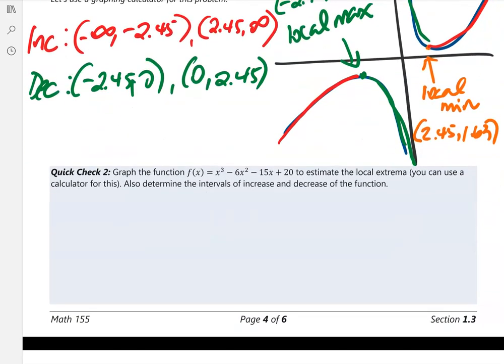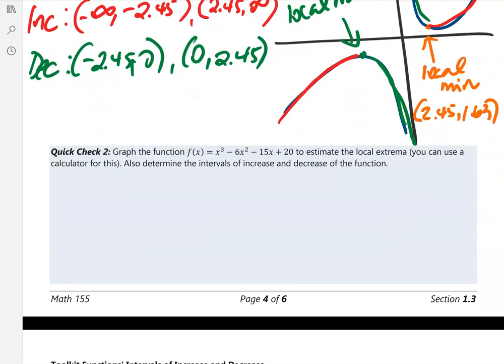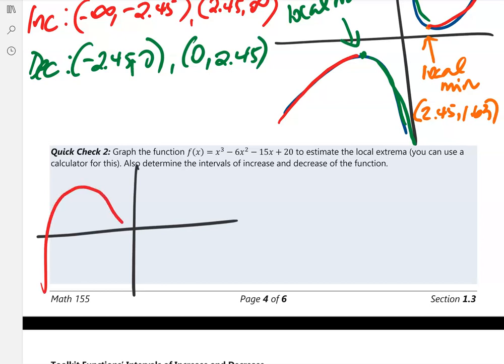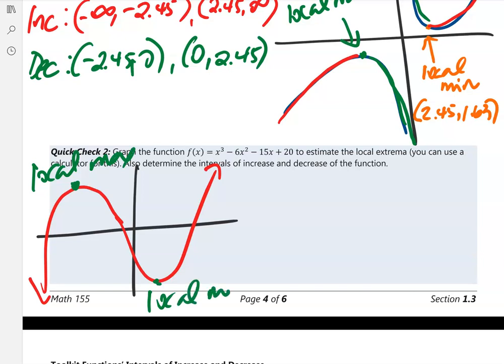And quick check number 2, I'll let you try this on your own. f of x equals x cubed minus 2x squared minus 5x plus 20. So it's a cubic. When you try this, it should look like this. And you will see that you have the local maximum here and local minimum here. So use a calculator to find the coordinates here, that is the local max, and here is the local minimum. Okay.